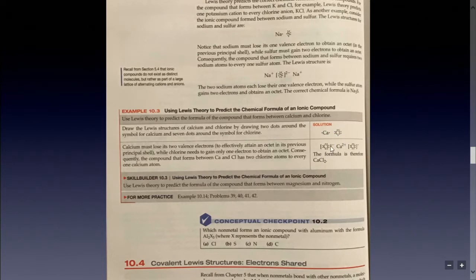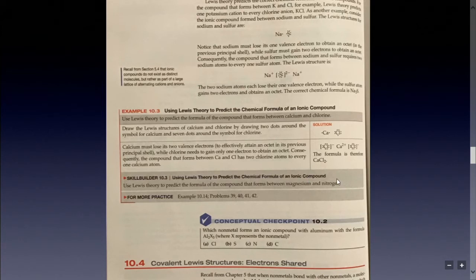And so this would be your solution. This would be your final solution. Since calcium has to lose 2 electrons, it's going to give 1 to this chlorine and 1 to this chlorine. After that, put the charges, and make sure to remember to put the brackets around the anions that gain electrons. So the molecular formula would be CaCl2, calcium chloride.